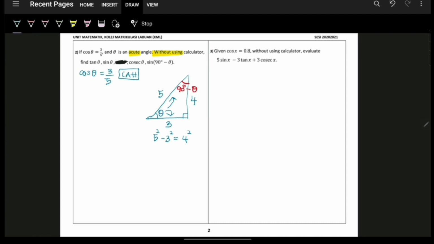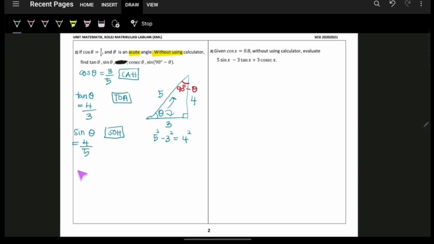So the first thing is we need to find the tangent theta. Tangent theta is TOA, so opposite over adjacent. Theta, opposite 4 over adjacent is 3. And for sine theta is SOH, sine theta. This is the theta, opposite is 4, and the hypotenuse is 5.